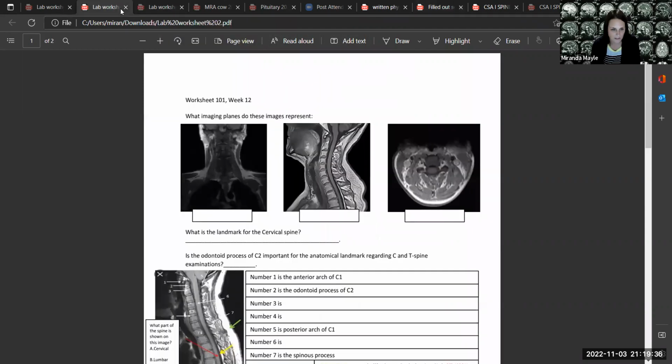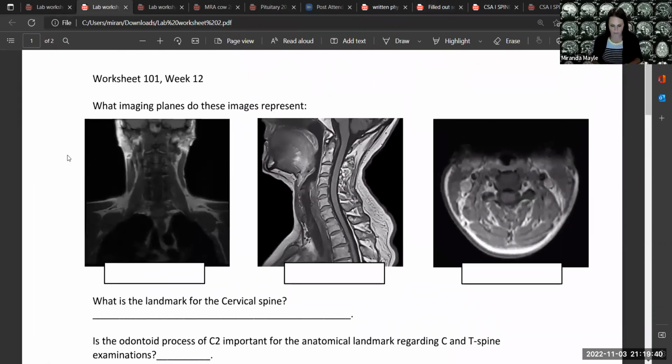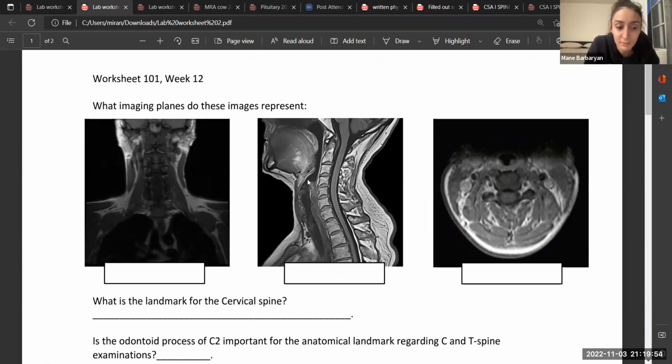All right, let's look at the spine again, just to review what we've already learned. So we're up in the, what region are we in? Well, it's the cervical spine. It says it. Never mind. What scan plane is this? Coronal. And this one? Sagittal. And this one? Axial.